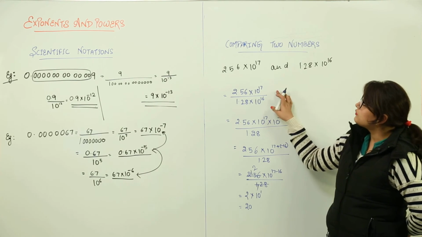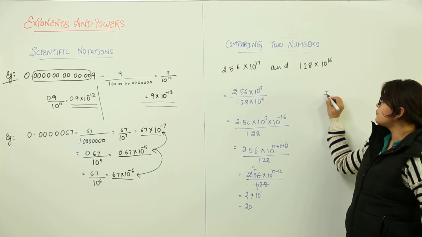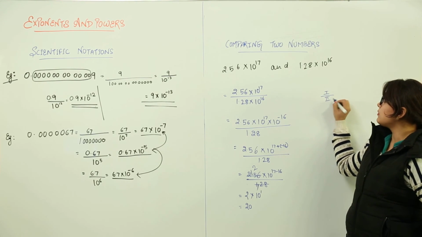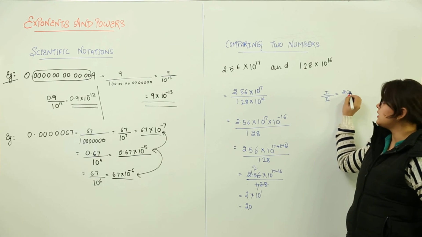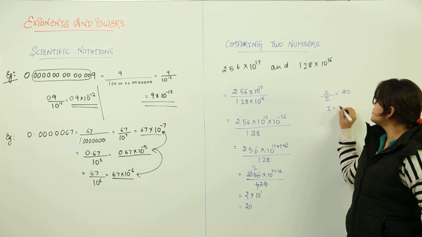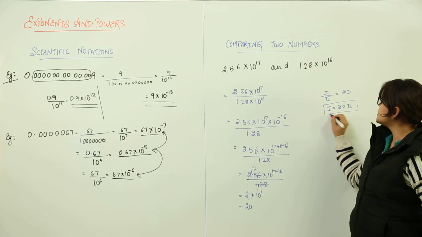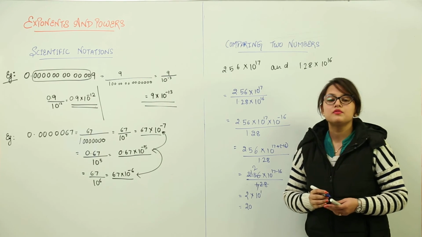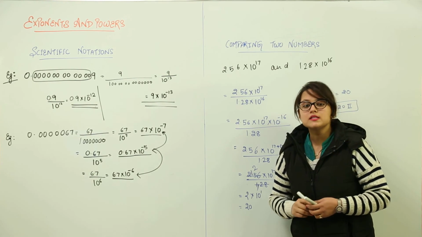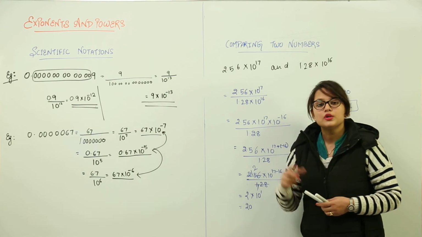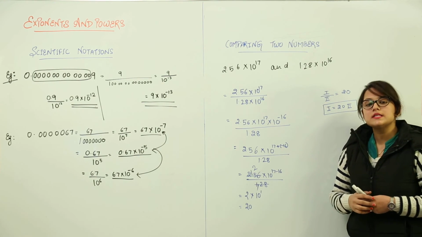That means the ratio of the first number with the second number came out to be 20. Now we can say that the first number is 20 times the second number. So which one is the larger one? Automatically the first one is the larger one. That is how we do the comparison of two numbers which are written in the scientific notation.